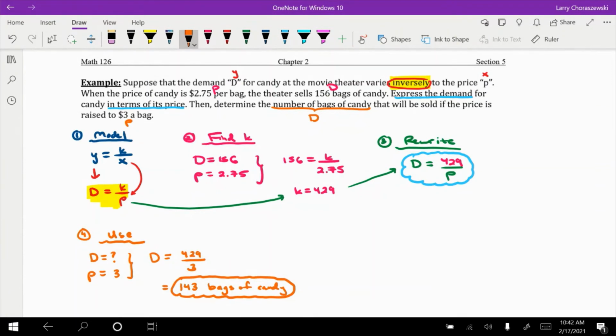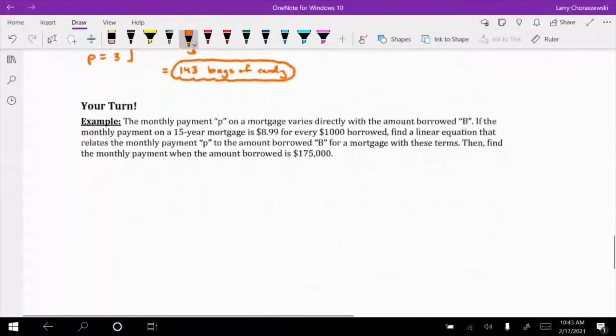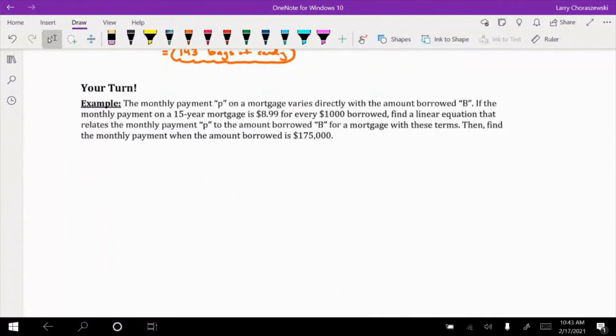At any rate, that's our solution to this example, and I've got one for you folks to try. It is a your turn example. Different setting here. Monthly payment P on a mortgage varies directly with the amount borrowed B. Now, don't get caught up on this 15-year business in the second sentence. That's just the type of mortgage that's being applied for.